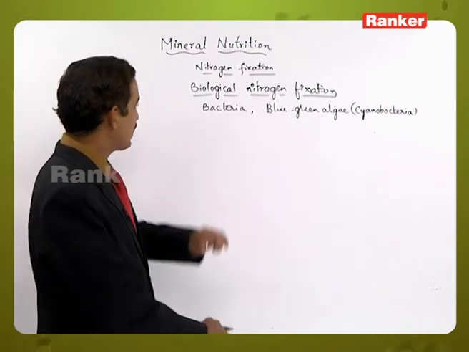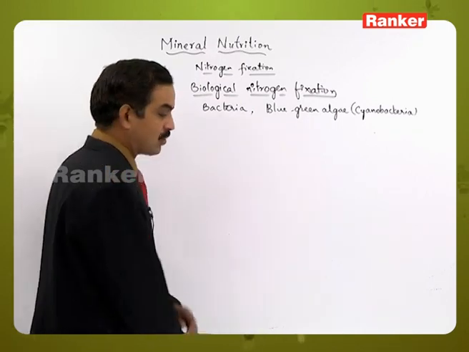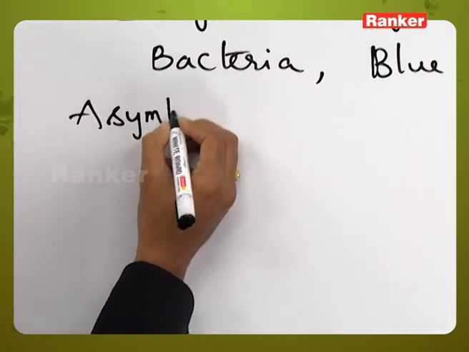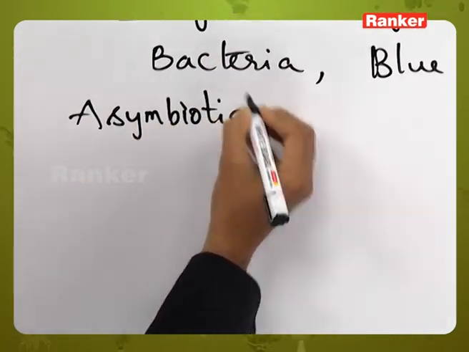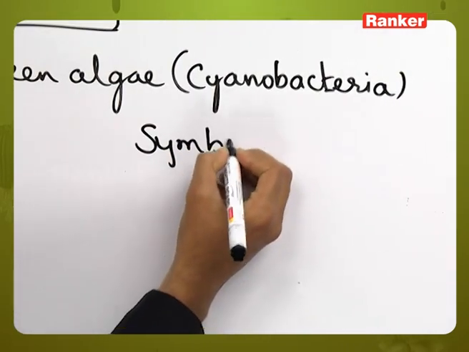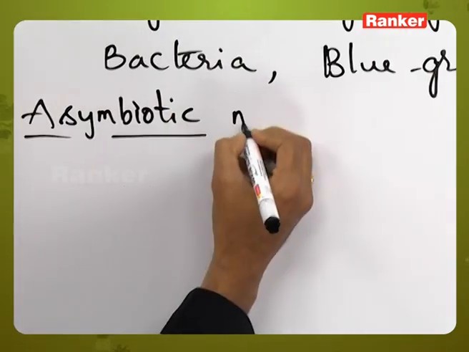So here different types of living organisms are involved. Based on their nature, we can say some of them are asymbiotic organisms and some of them are symbiotic organisms, or we can say asymbiotic nitrogen fixation.